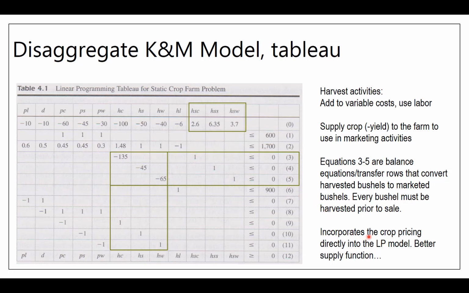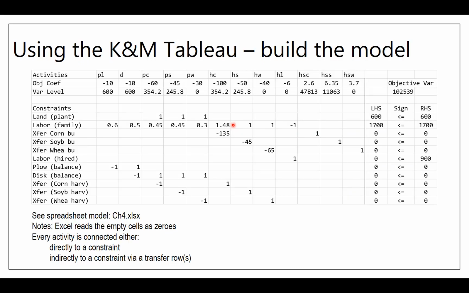The nice thing about this is it incorporates the crop pricing, 260 versus 635 versus 370, directly into the LP model. We don't have to deal with thinking about things in gross margin terms. The budget analysis gives us gross margins to compare across crops, but they are dependent on the price assumptions, and so as modelers we need to get those price assumptions directly into the model.